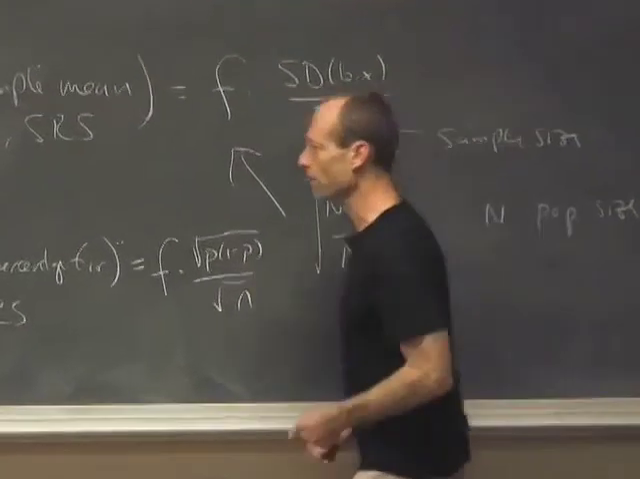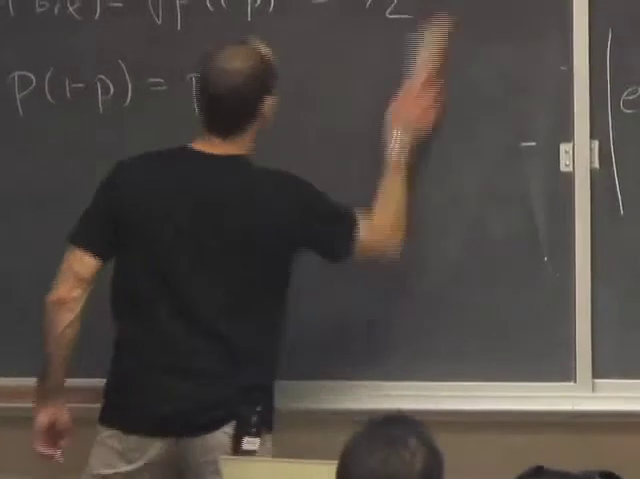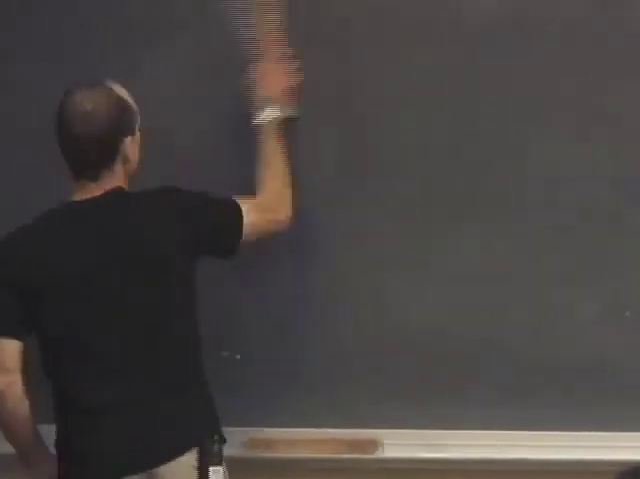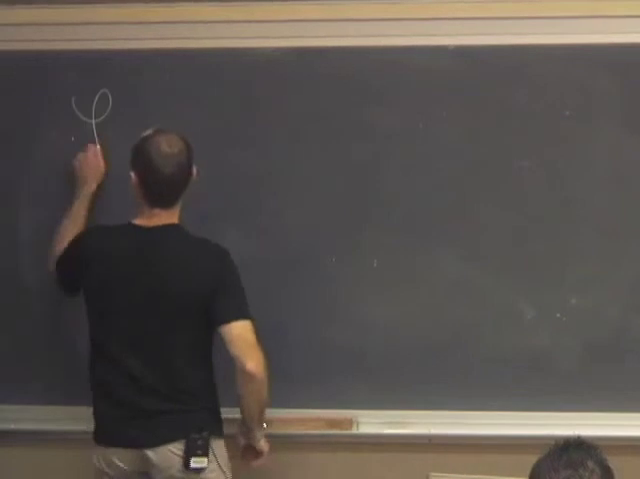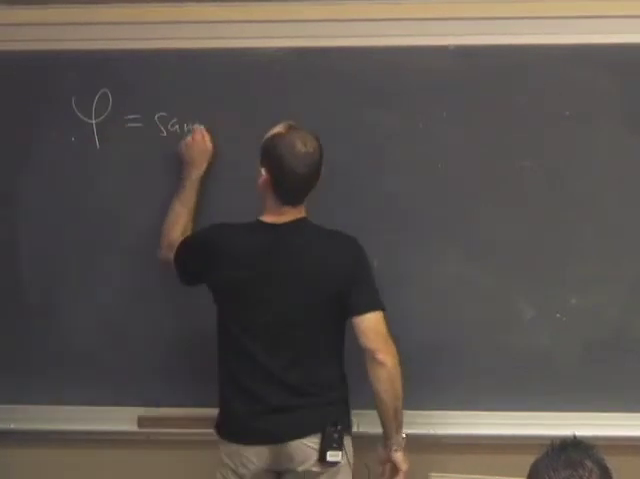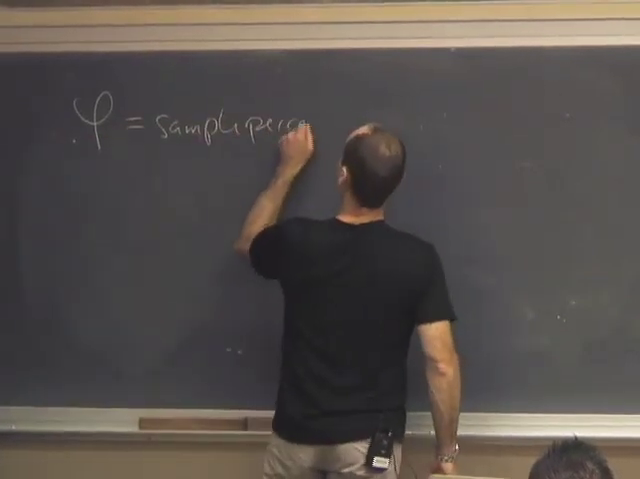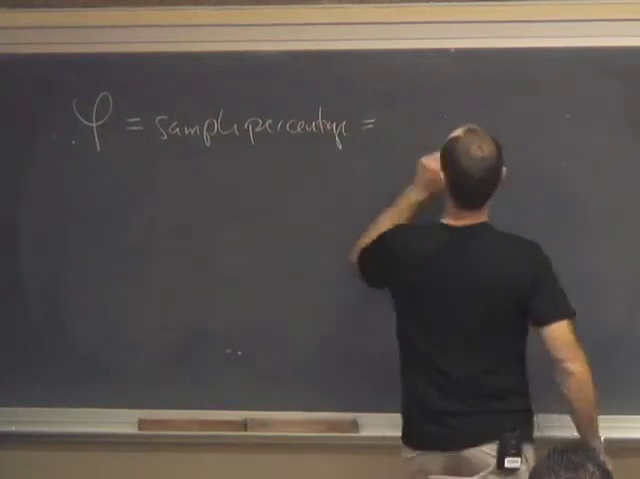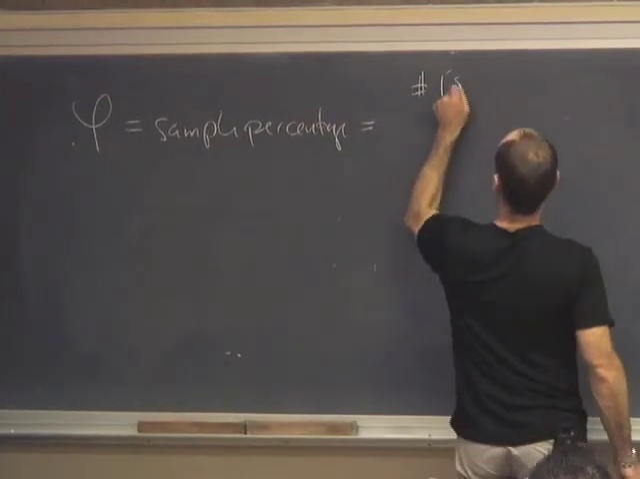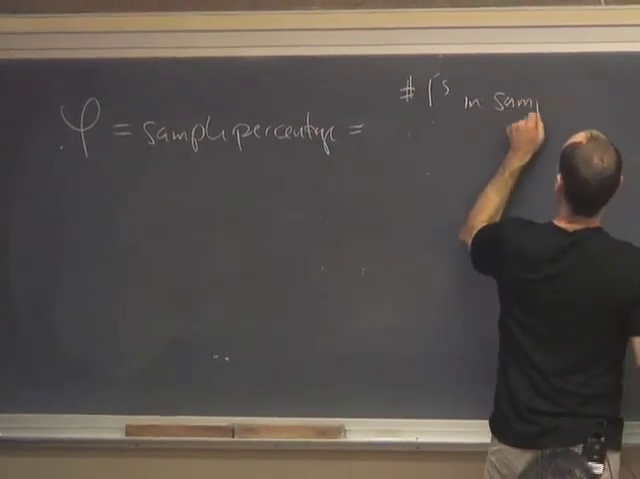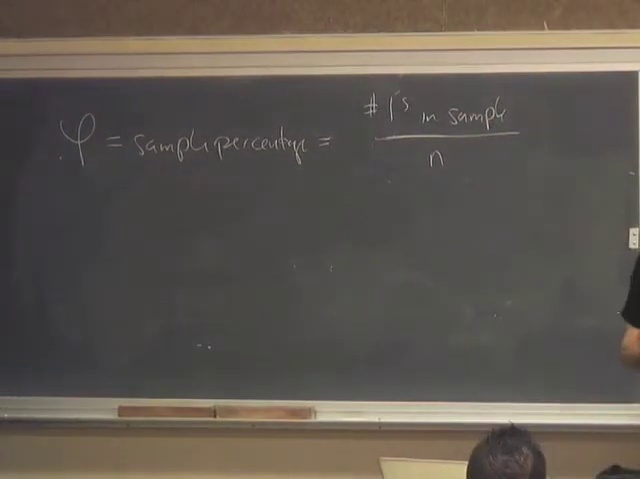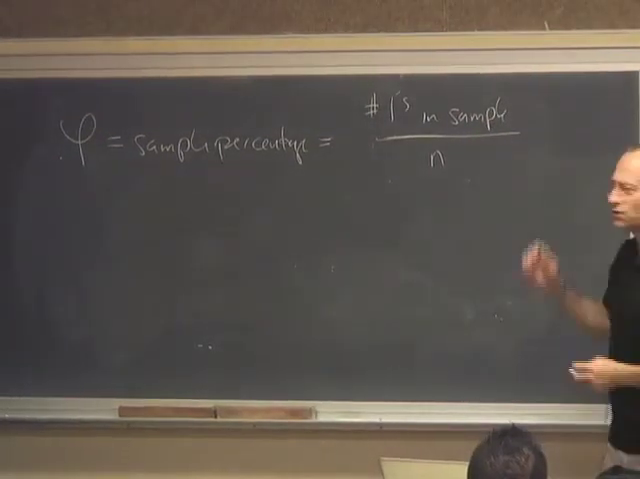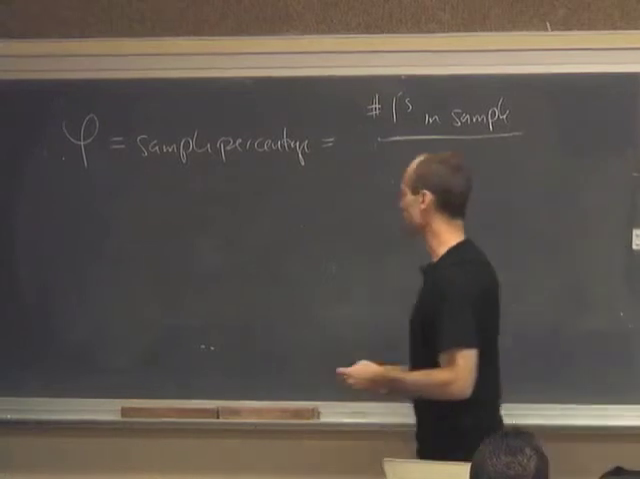Okay, so I'm going to say, suppose that my estimate is, I'm going to use a Greek letter phi for the sample percentage. So this is the number of ones in the sample divided by n. Okay? So that's our estimator. It's an estimator of the population percentage.